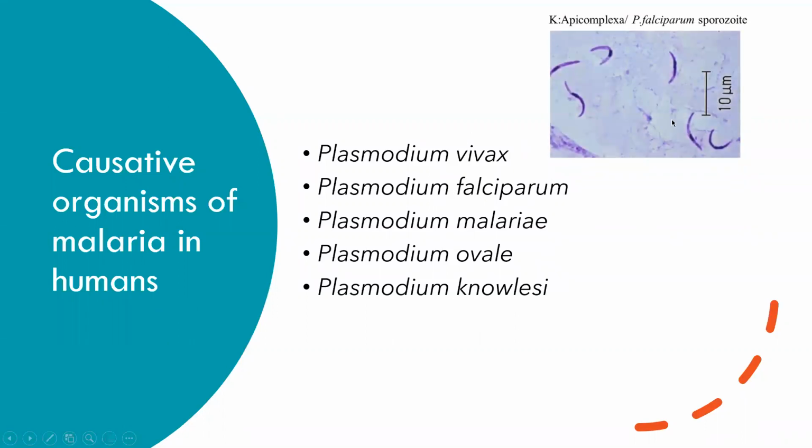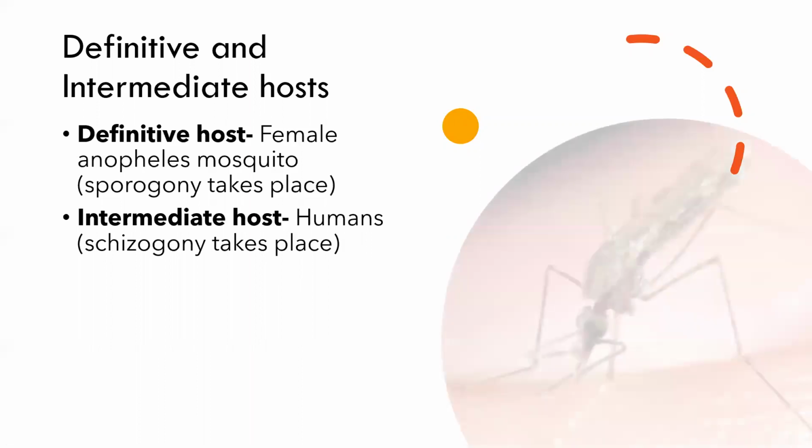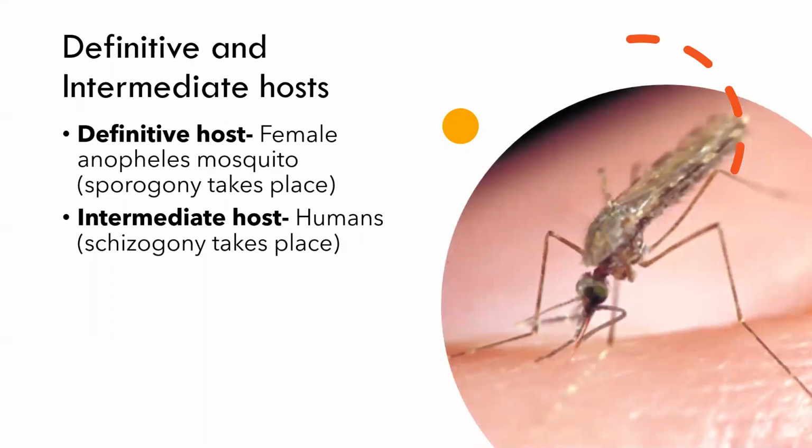Here is a picture showing the view of a sporozoite, which is a morphological form of the parasite under a microscopic view. Now, like every parasitic infection, the requirement of two hosts is universal, and it is similar with our malarial parasite as well. The definitive host being the female Anopheles mosquito, which is characterized with its long proboscis and requirement of taking blood meal before laying its eggs, and the intermediate host being human beings.